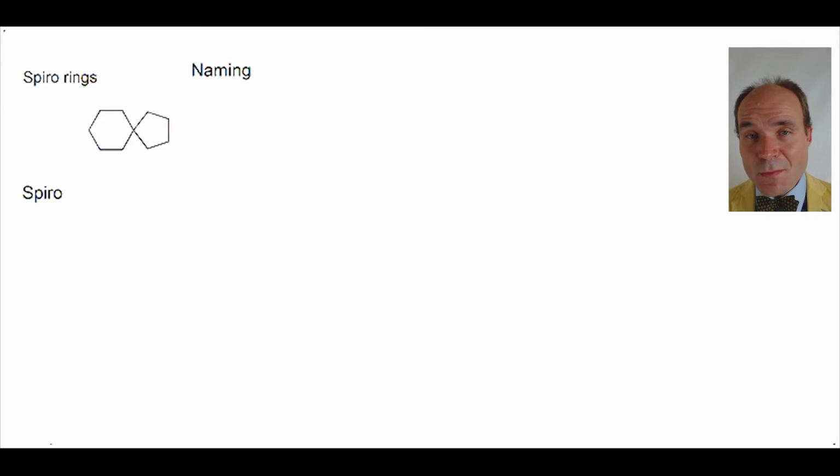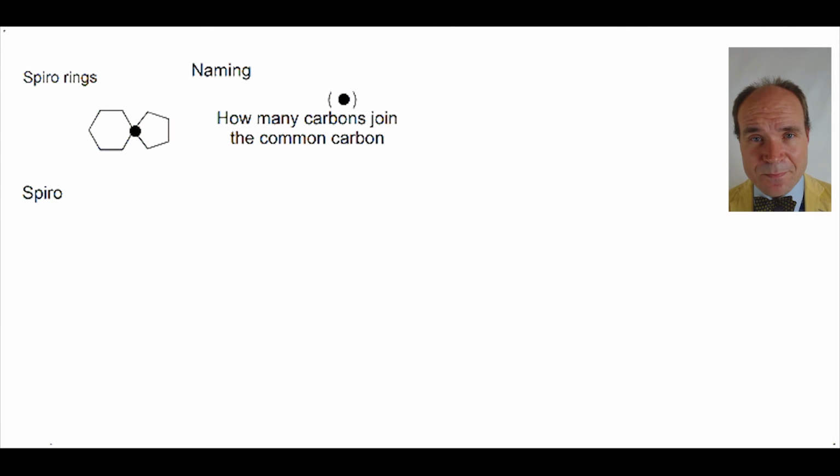Now we're going to look for the common carbon. In a fused or a bridged ring, there are two common carbons, but for the Spiro ring, there is only one common carbon. Here it is. Now, what about the pathways between the common carbon? For a fused or a bridged ring, there are three pathways, but for the Spiro ring, there are only two pathways. In this molecule, this pathway has 4 carbons, and this one 5 carbons.